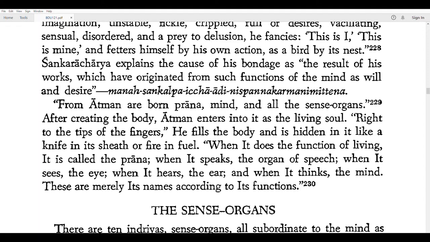From Atma are born prana, mind, and all the sense organs. After creating the body, Atma enters into it as the living soul. Right to the tips of the fingers, he pervades the body, hiding in it like a knife in its sheath or fire in fuel. When it does the function of living, it is called the prana. When it speaks, the organ of speech. When it sees, the eye. When it hears, the ears. And when it thinks, the mind. These are merely its names according to its functions.